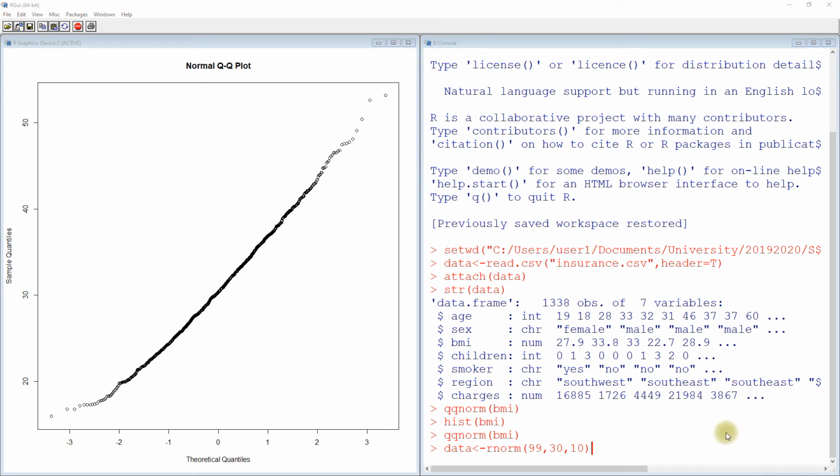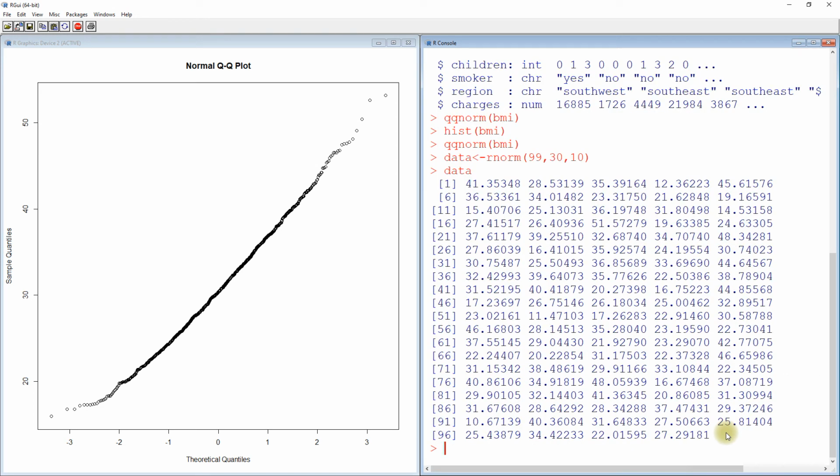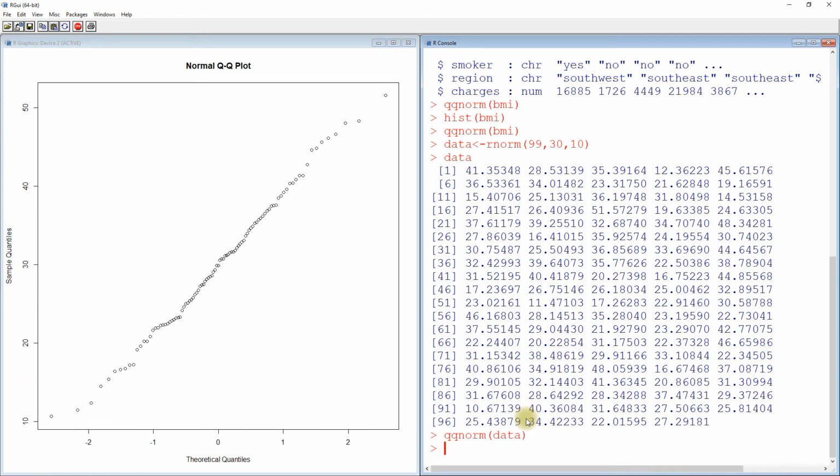So this is what we want. We have a data set like that. So if you type the data, this is what we have. Here we are assuming that we have got a data set, just like we have BMI. This is our data. So what do we want to do with that? We want to find out if this follows a normal distribution. Obviously, one very simple way of doing it is QQ norm of data, which is a straightforward way of doing it.